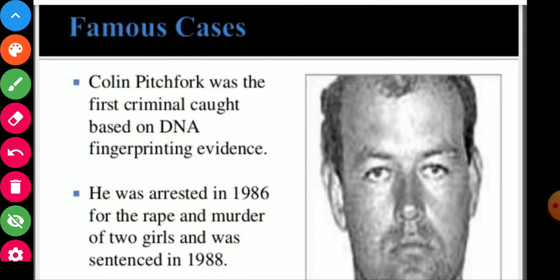Another case: Colin Pitchfork was the first criminal caught based on DNA fingerprint evidence. He was arrested in 1986 for the rape and murder of two girls and was sentenced in 1988. So some cases were solved on the basis of DNA fingerprinting. It is a very unique and very useful technique to identify individuals and to compare two individuals or others with the help of DNA fingerprinting.